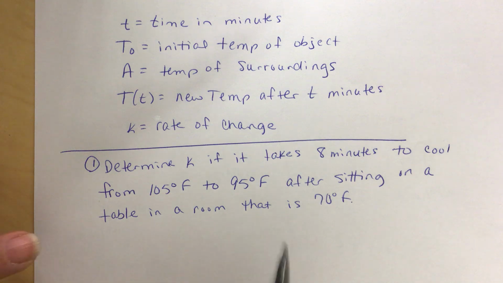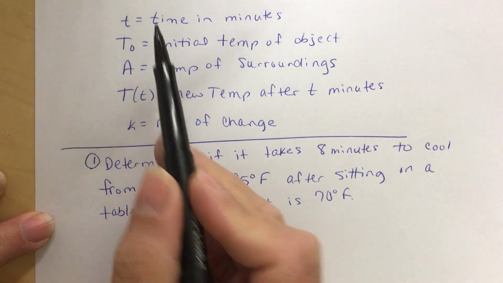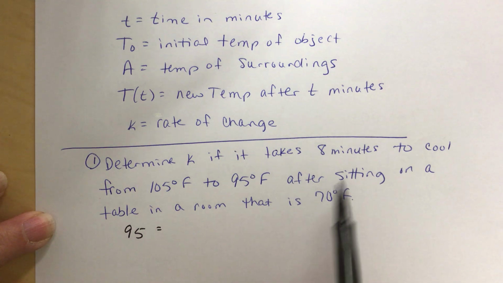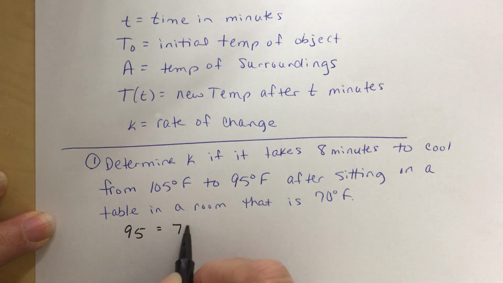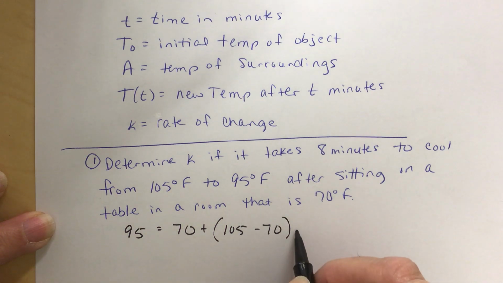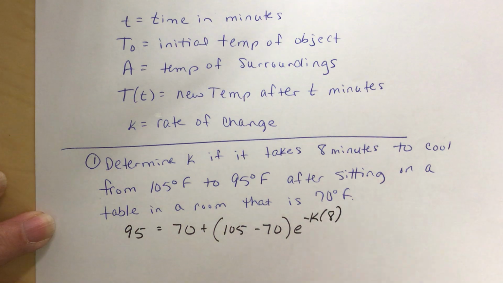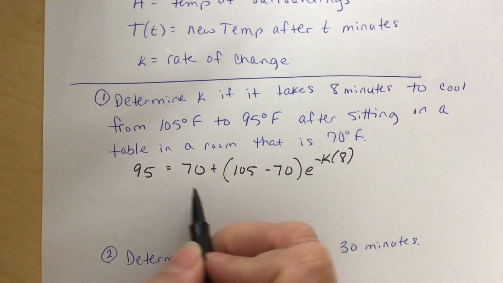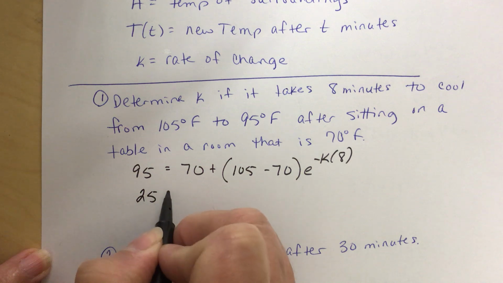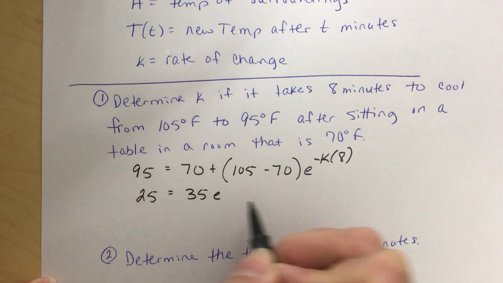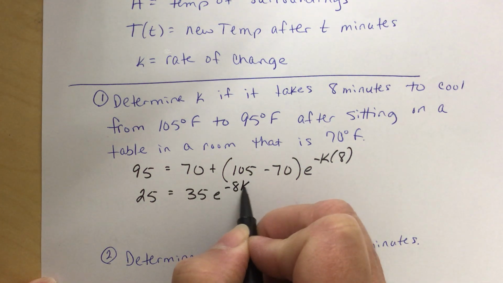So this T of t is like your new temperature. So 95 is equal to A, which is the surrounding temperature, that's 70, plus T sub 0, which is 105, minus A, so that's minus 70, times e to the negative k times 8. And now we're just going to solve this equation. So we're going to take 95 minus 70, so that's going to be 25. And then I'm going to put this together. 105 minus 70 is 35 times e, and I'm going to write that as negative 8k.